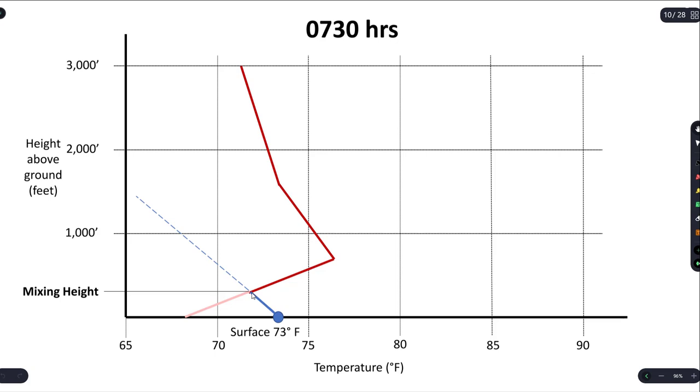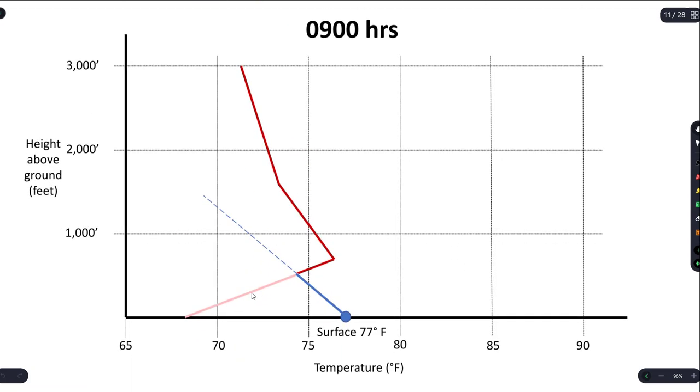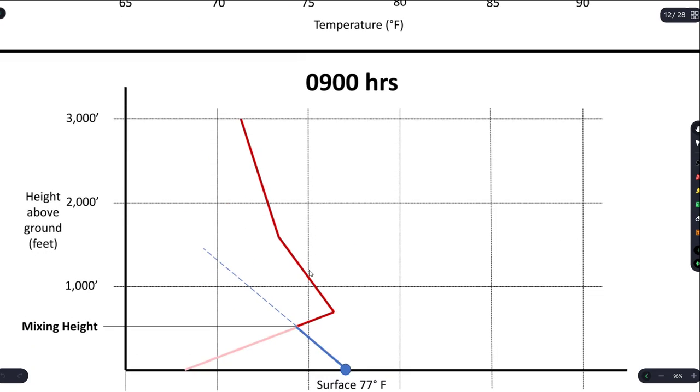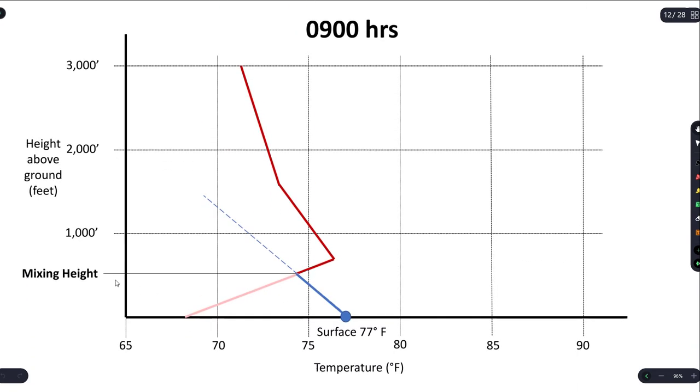Well, let's say we warm things a bit more. Let's say at 0900 hours, our temperature went from 73 to 77 degrees. Our parcel of air at the surface can now rise dry adiabatically to this level where it intercepted our residual temperature that was still up here. That is our new mixing height. So now our mixing height went from 300 feet at 0730 to now maybe 600 feet at 0900.